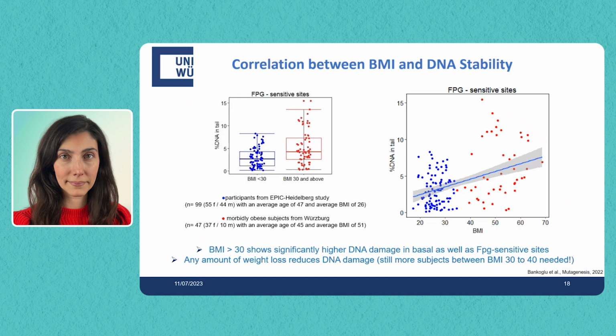And you see here the correlation with BMI levels, because we could cover a broad range of BMI, from normal to morbidly obese, so from the 20s to the 50s. We can see here the FPG-sensitive sites on the y-axis, and it does not deviate from linear. So with increasing BMI levels, we have increasing DNA damage, which can mean that if you are an obese subject and you lose weight, every bit of weight that you lose, you can profit from it because it can contribute to a reduction of your DNA damage, which can be linked to Sabine's results on the repair activity, maybe, if you consider it.